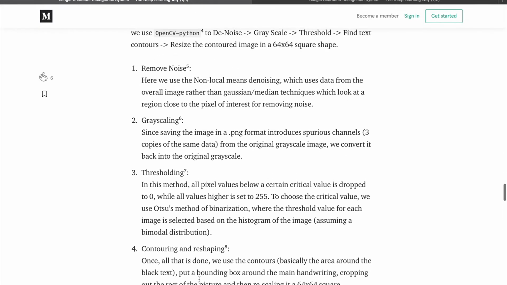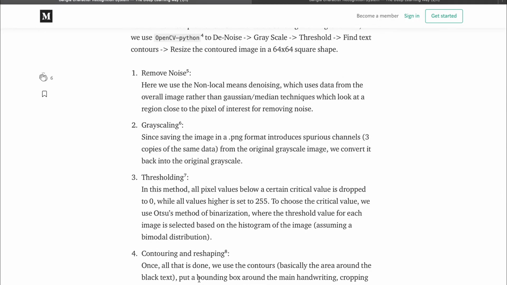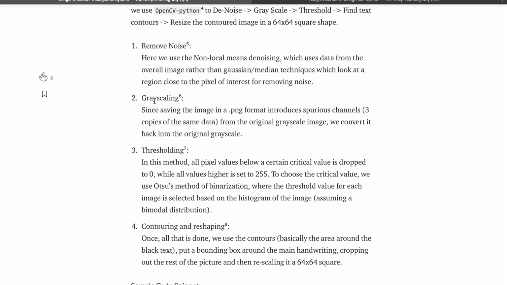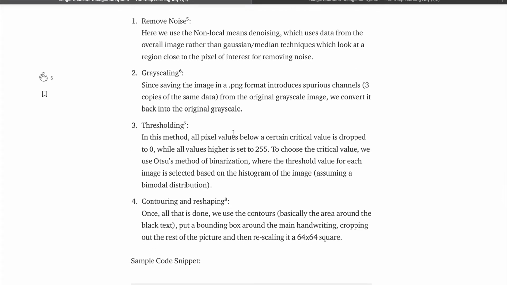We introduce 4 steps in our preprocessing block. The first part is to remove the noise. We use OpenCV's non-local means denoising to remove the noise. And the second part is grayscaling. Basically, we just save the image as the original grayscale image. And then we apply thresholding at a certain pixel value. If the pixel value is lower than the threshold, we just reduce it to 0. If the value is higher than the threshold, we just set it to 255.